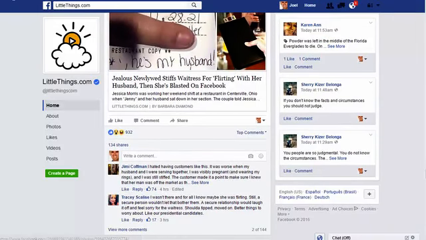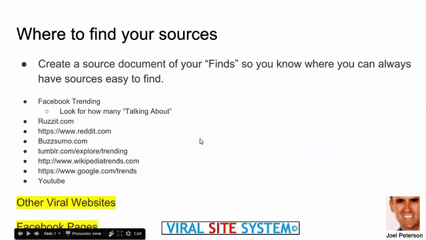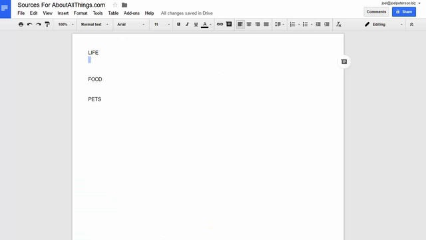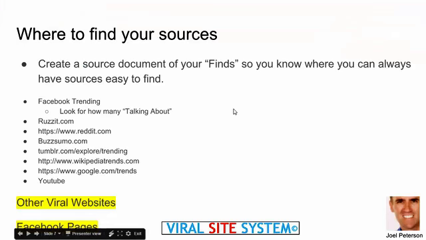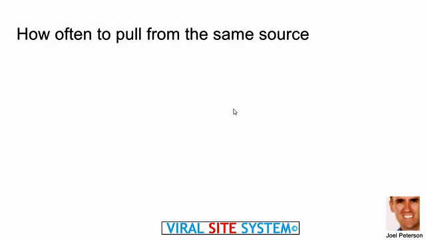Okay, that's pretty simple. It's not too hard to actually find curated content. So again, all of that you want to create in a document, and once you find some good sources that you're going to go to, just put them down in a document, and then just go to them constantly and just grab the article. Get like 50, 60 different sources that you like to go to, and then you'll be set. You'll never run out of content. But the question is, how often do you pull from those sources?